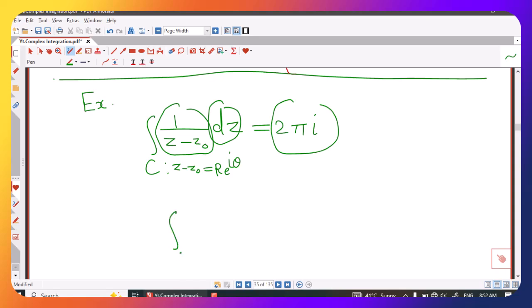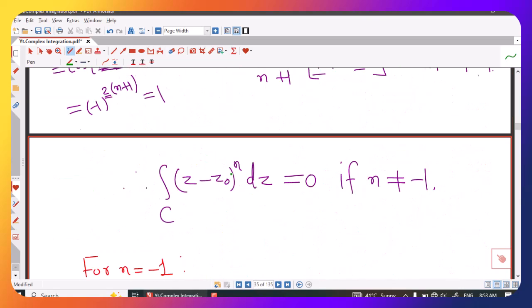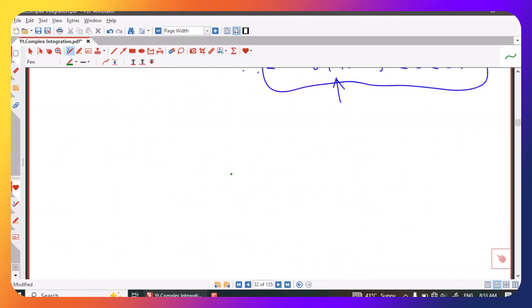z0 is any constant, so if I take z0 equal to 0, then also I will obtain that the integral of 1 by z over this circle is 2 pi i. But this is important, this is along this circle, the boundary of the circle, the whole circle with any center z0 and radius r. If you are changing your contour, you can get a different answer. So this is a very nice example, and we stop here, and we will continue in the upcoming lectures of this lecture series. Thanks for watching.